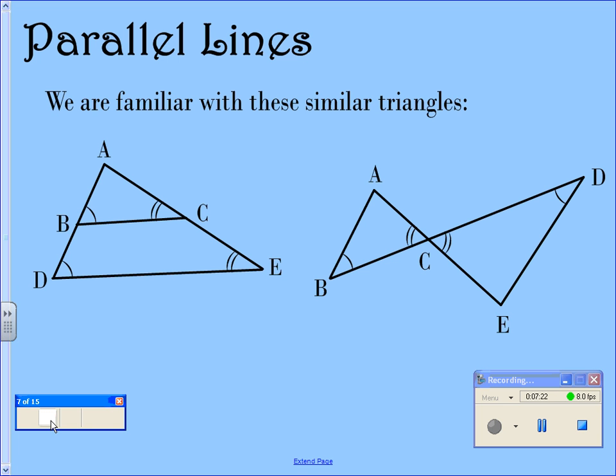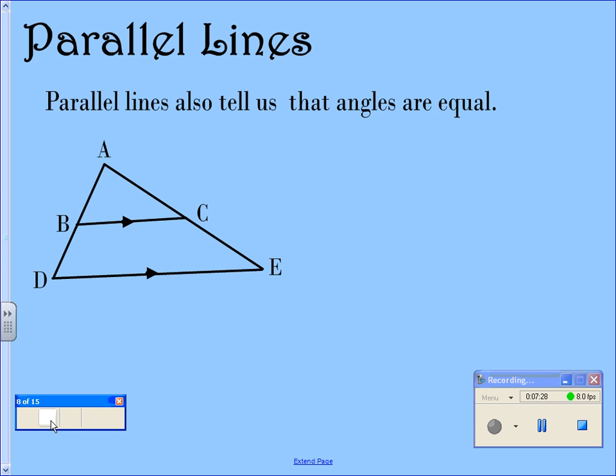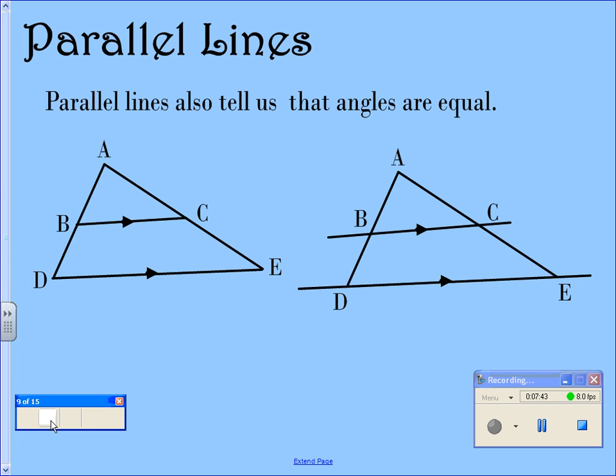We've dealt with similar triangles before, right? We can also use parallel lines. This little arrow on the two lines means that they are parallel. Okay? What they want you to do, anytime you have parallel lines, is take the two lines and draw them further. Just extend them. Does that make sense?